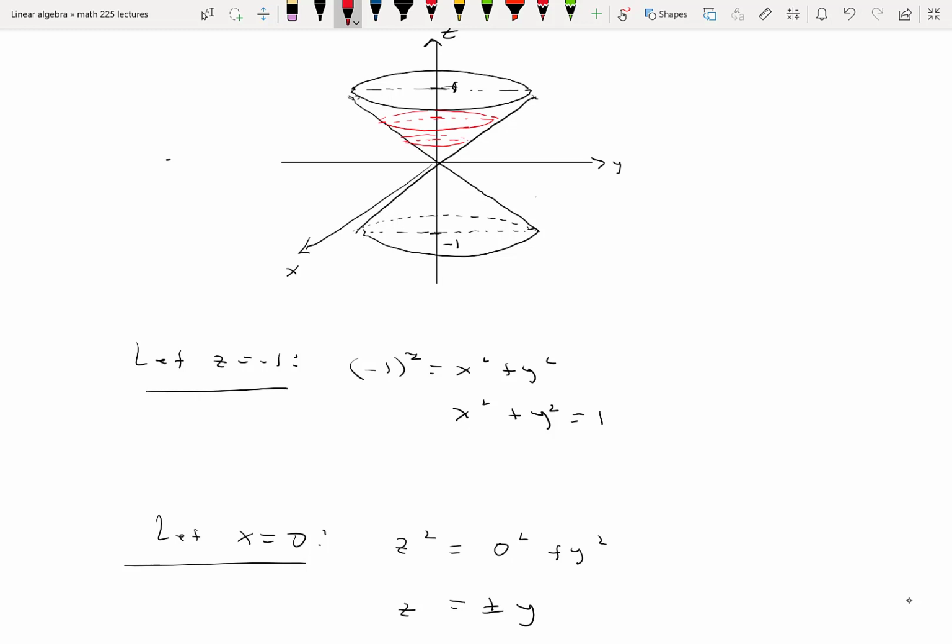The bottom line here is you draw enough traces. This is really important. You draw enough traces so that when you connect the traces, you see a surface that is the surface you predicted. I never started predicting this was a cone.